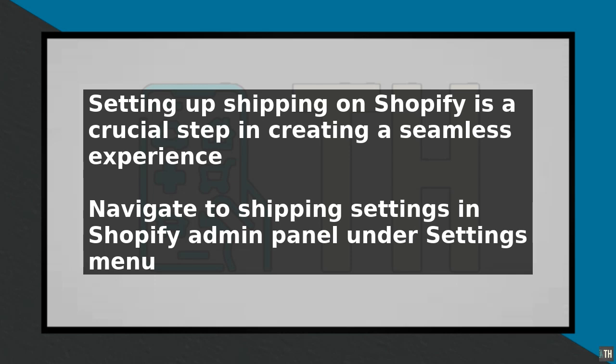First, you need to set up your shipping zones, which determine the different regions you ship to and the corresponding rates. You can add multiple shipping zones, each with its own set of shipping rates and options. For example, you may have separate zones for domestic and international shipping.